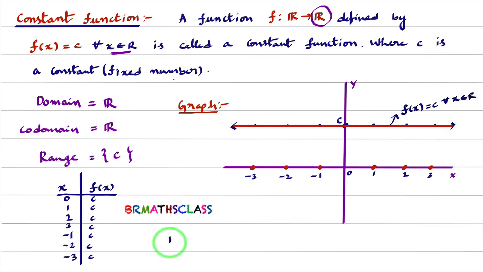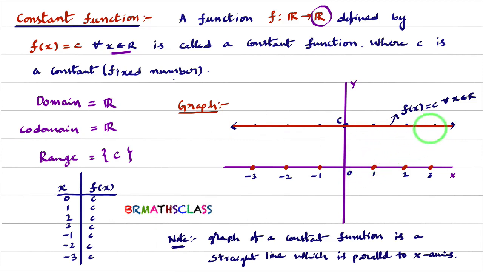I'll give a note here. What do you observe in this graph? Therefore, the graph of a constant function is a straight line which is parallel to the x-axis.